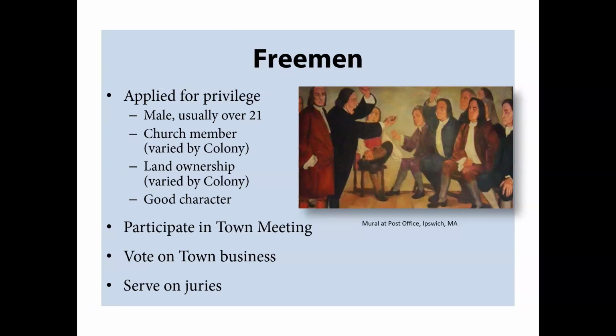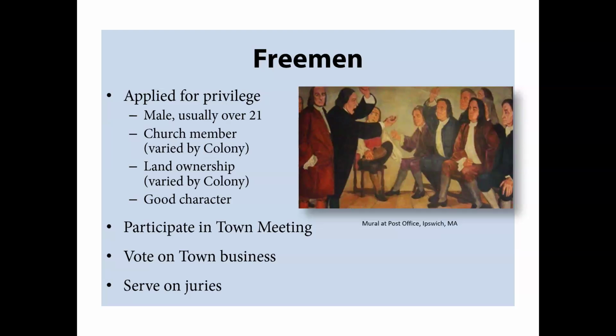When we look in early colonial America, especially in parts of New England, for example, we see that the earliest voters were those that were known as freemen. They were males that were usually over 21 years old. Depending on the colony, they needed to be a member of the church. You had to apply for this privilege.